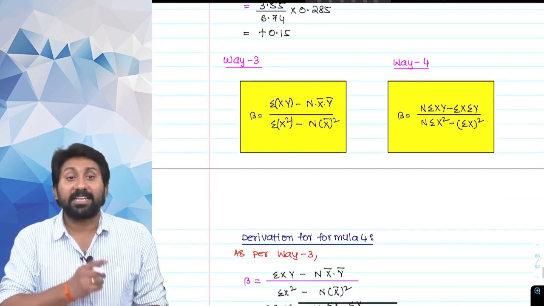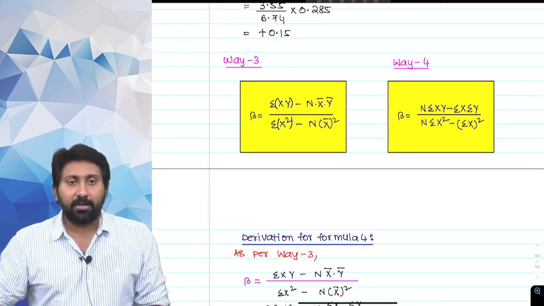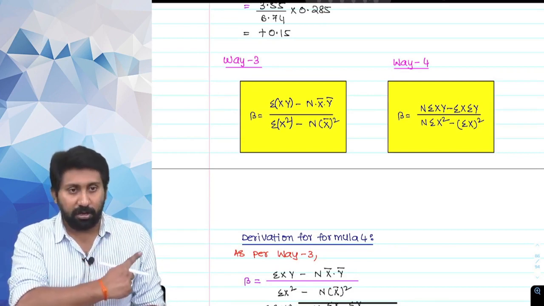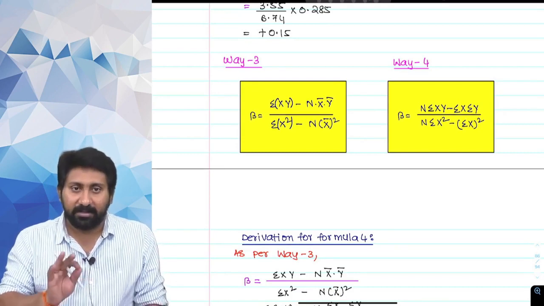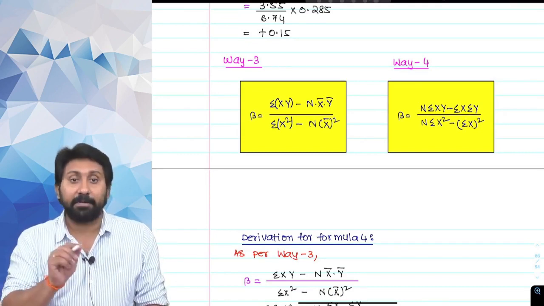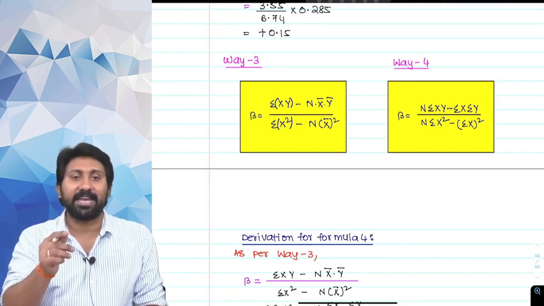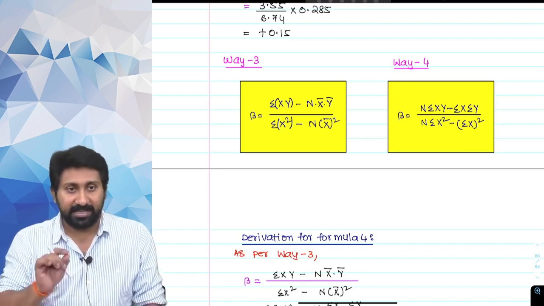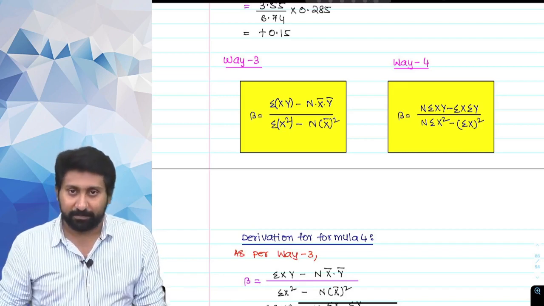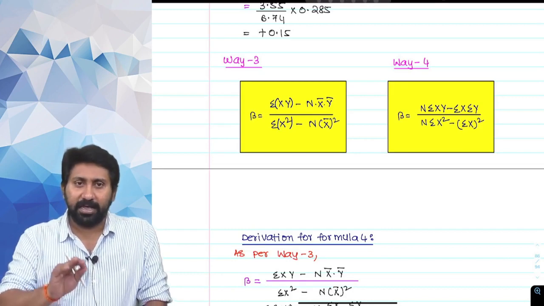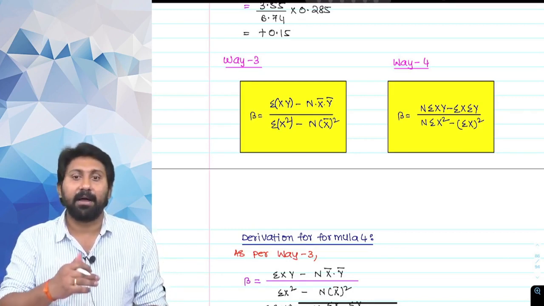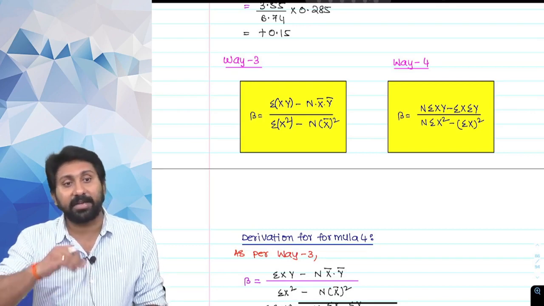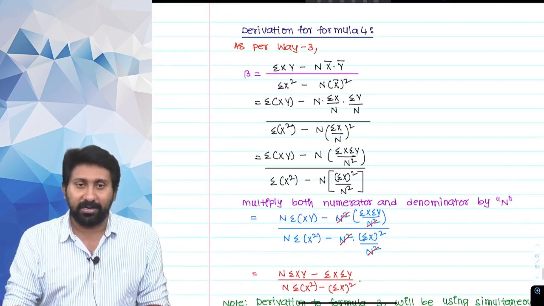These are called regression equations. If you solve them, you will get this particular answer. Sigma xy minus n x bar y bar, divided by sigma x square minus n x bar the whole square. Way number 4: n sigma xy minus sigma x sigma y, whole divided by n sigma x square minus sigma x the whole square.